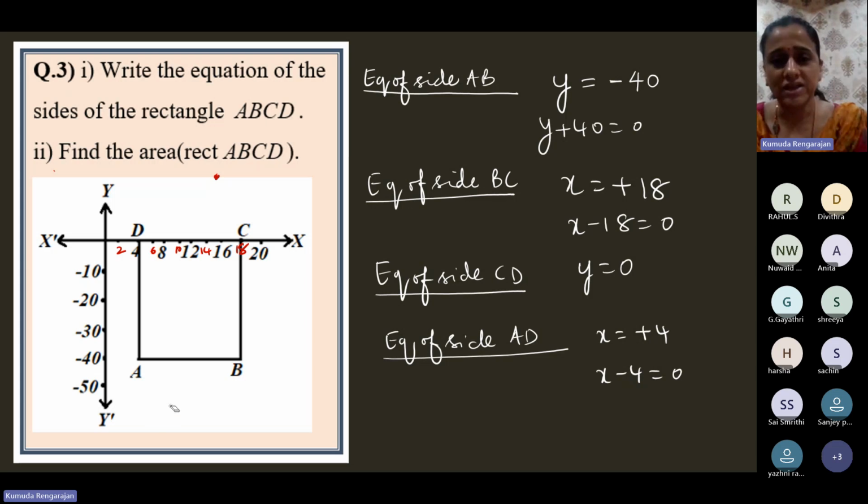With respect to the x-axis, the line can lie above the x-axis or below the x-axis. So if it lies above, positive; below, negative. Then the number is the distance between the line and the respective axis, the x-axis or the y-axis. That's all. Then you will have to bring that number to the left-hand side to write the equation in the standard form. Bring everything to one side and say equal to 0. That will be the equation in the standard form.